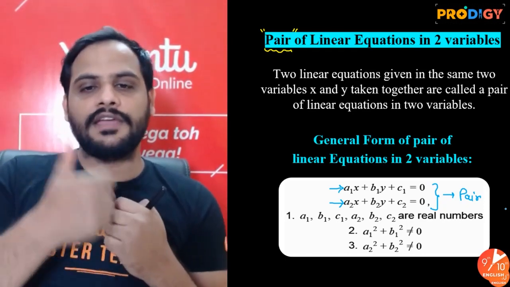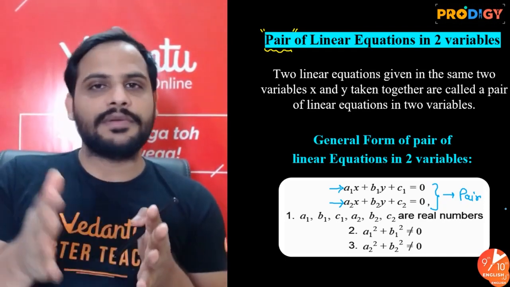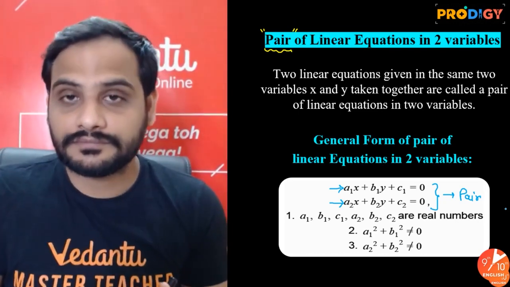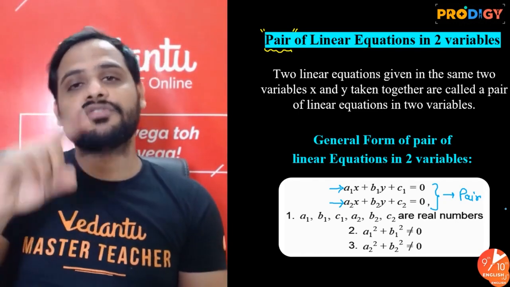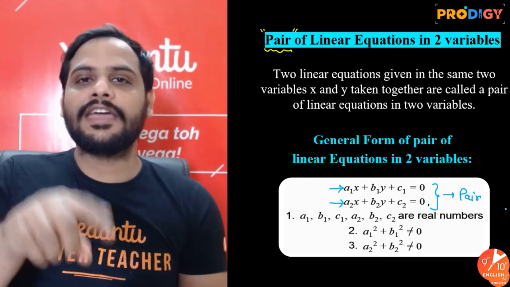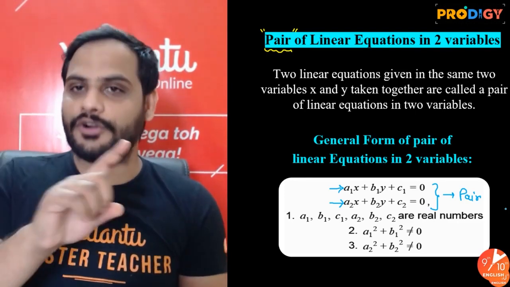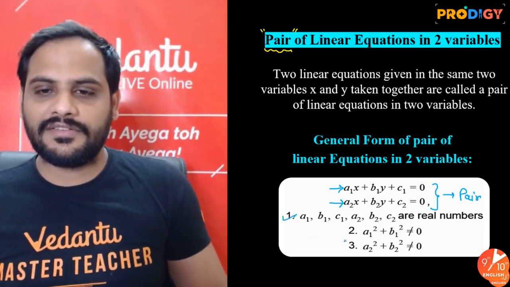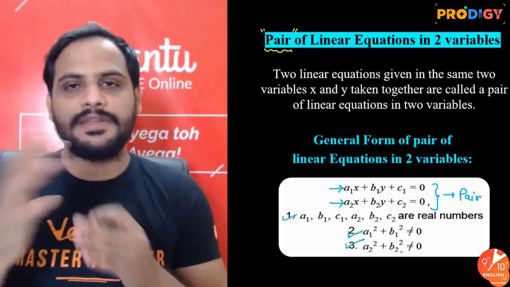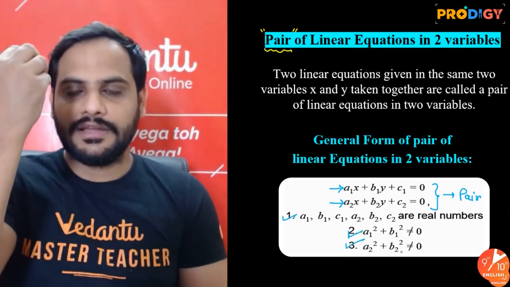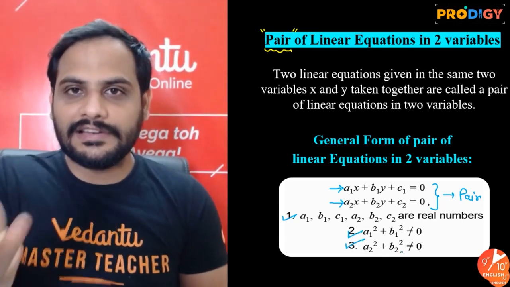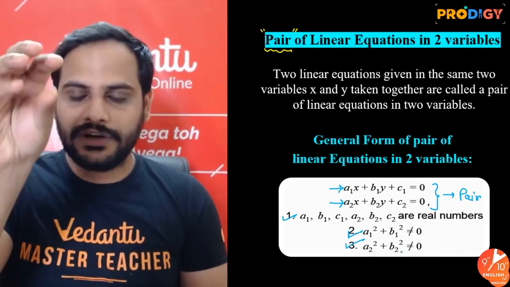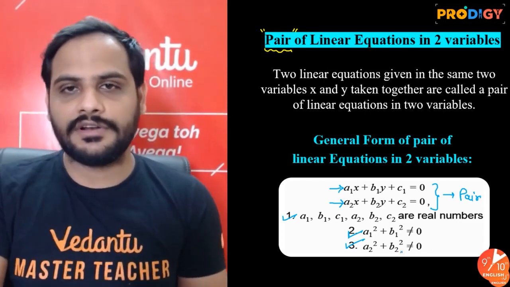Alright. So all of a1, a2, b1, b2, c1, c2 will be real numbers. And remember, a1 and b1 should not both be equal to 0. Or I can say a1 square plus b1 square should not be equal to 0. And a2 square plus b2 square should not be equal to 0. Same as the conditions which we have learned in the previous grade. Same thing they are following, because even though it is a pair, at the end it is a linear equation in two variables. So it must follow the general form.